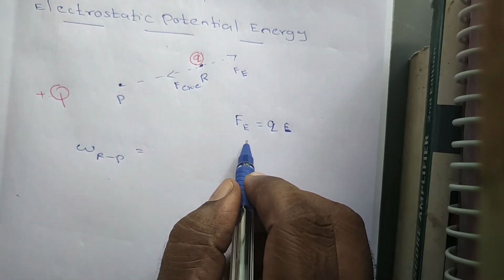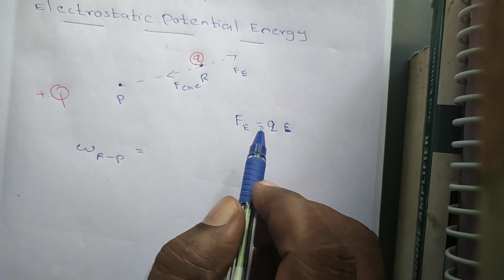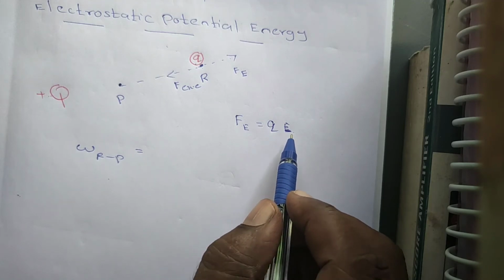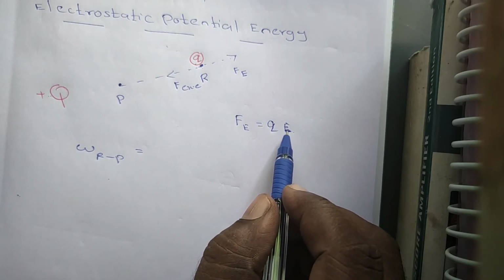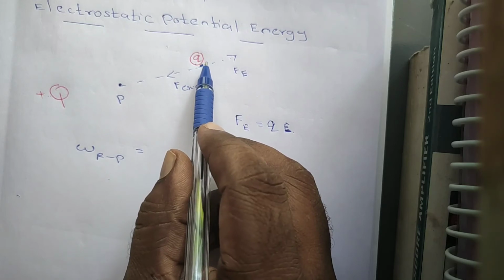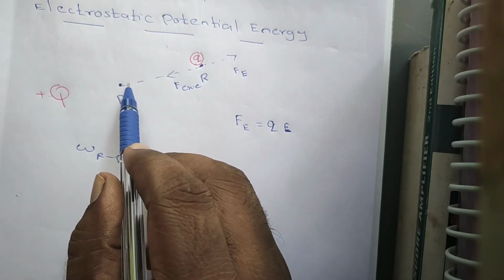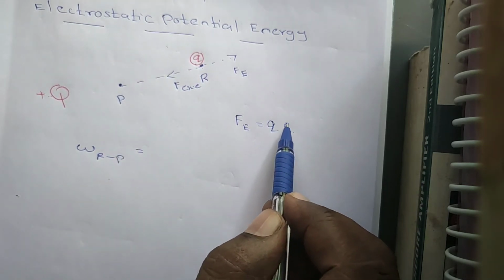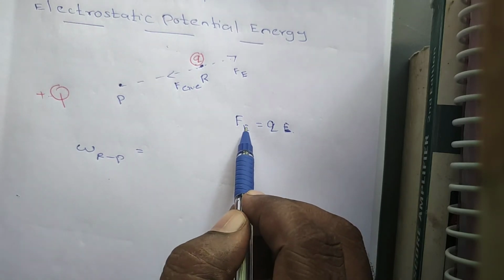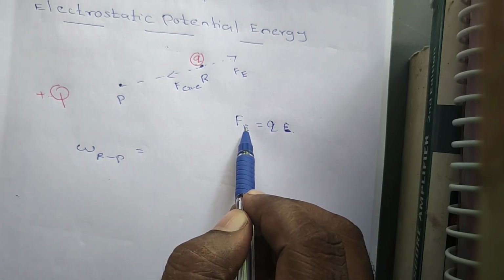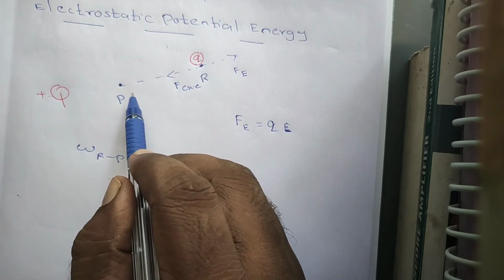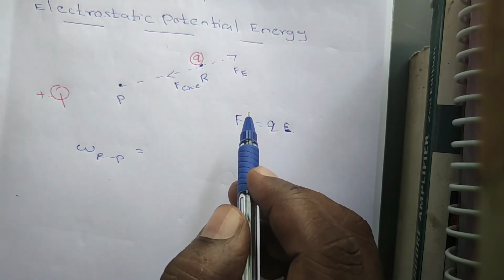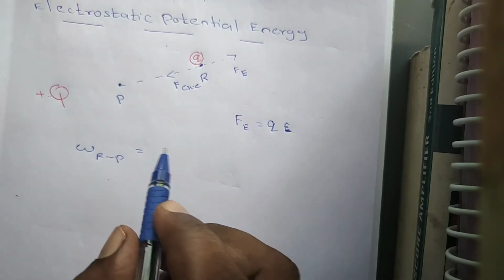This capital E is the electric field produced by this charge. The electric field is given by 1 by 4 pi epsilon 0 Q by R squared, where R is the distance. If the distance R decreases, coming closer and closer, what will happen? This E value will increase, and Fe will increase. So if we need to bring it closer and closer, we have to supply more force.